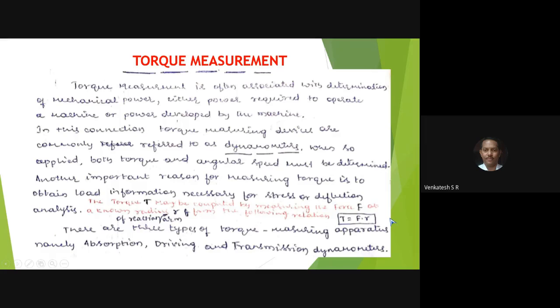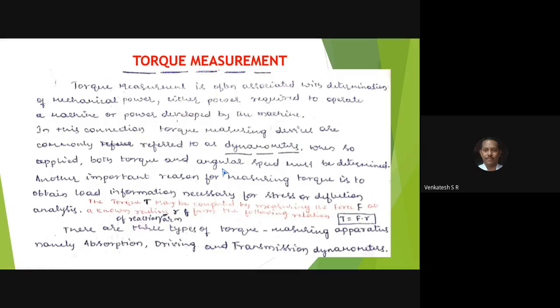You are all mechanical engineers. Remember in your lifetime, torque T equal to force F into radius of the reaction arm, small letter r. T equal to F into r. This is the torque equation. You have to remember in your lifetime, torque can be defined as the force into radial distance, that is force into radius of the reaction arm.